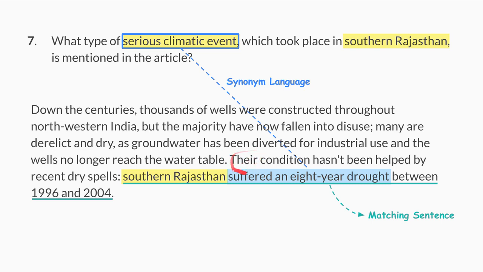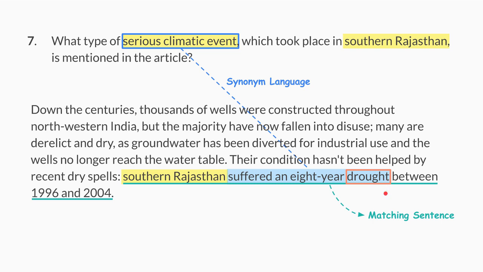We're going to start off from right here. Their condition hasn't been helped by recent dry spells. Southern Rajasthan suffered an 8-year drought between 1996 and 2004. So what did they suffer? What was the serious climatic event? It was a drought. So drought is the correct answer.